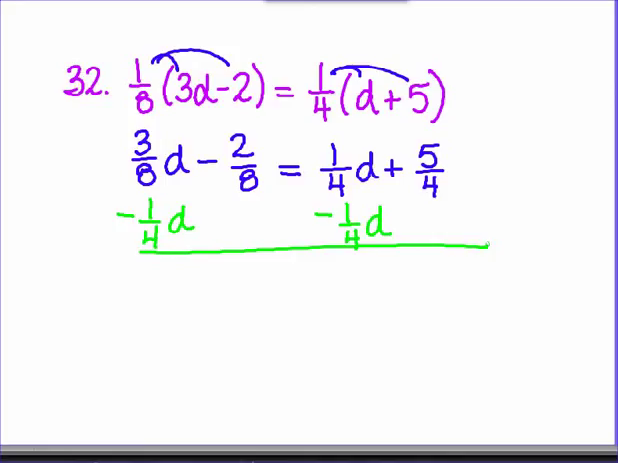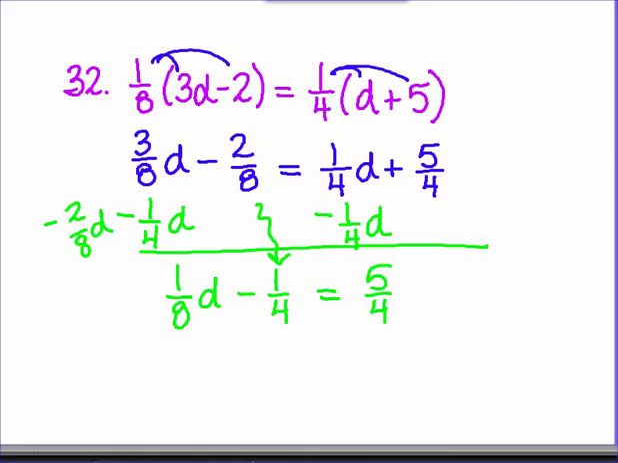Now I've got a problem because I've got denominators that aren't the same. So 1/4 is how many eighths? 2/8. So really this is like negative 2/8 d. So what is 3/8 minus 2/8? 1/8. Good. So I have 1/8 d. I'm going to go ahead and change that 2/8 right here to 1/4. And that's going to equal what? 5/4. Good.